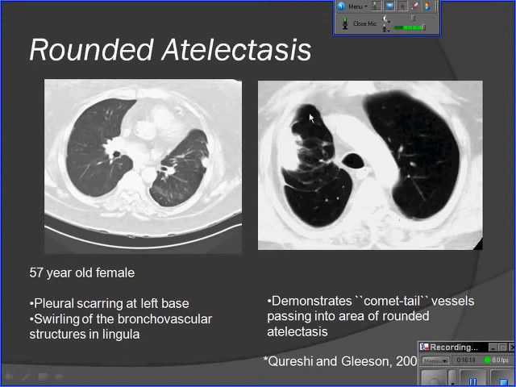I just showed this from the literature just because it's a larger area of rounded atelectasis, but again, you see the swirling vessels.